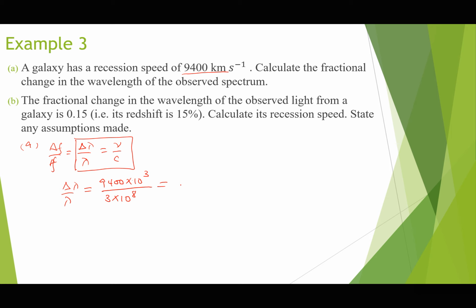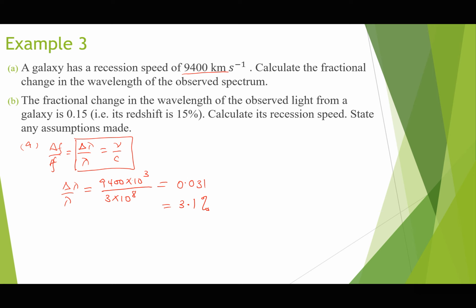So I'll say 9,400 exponent 3 divided by 3 exponent 8. So this is going to be 0.031 to two significant figures. If I want this as a percentage, I'll multiply this by 100. So this is the same as 3.1%. So the fractional change is 3.1%. Then part B.